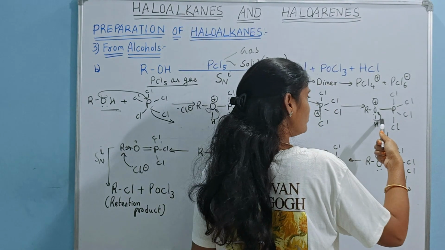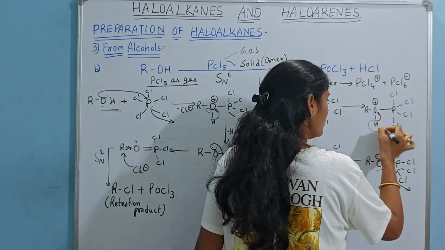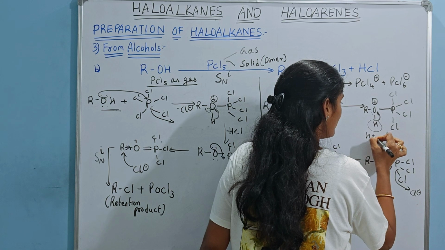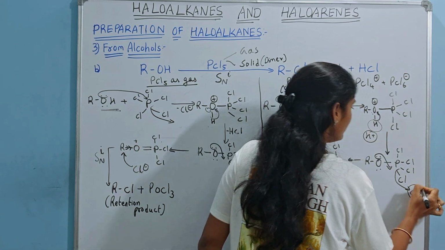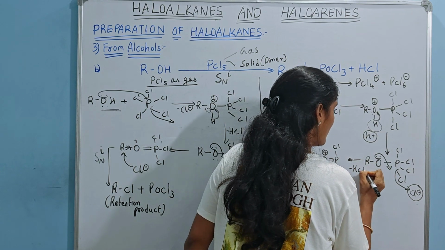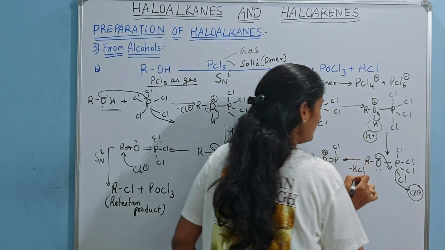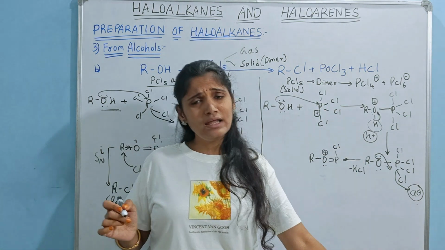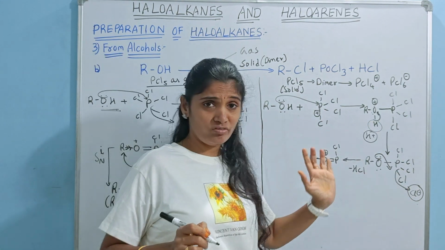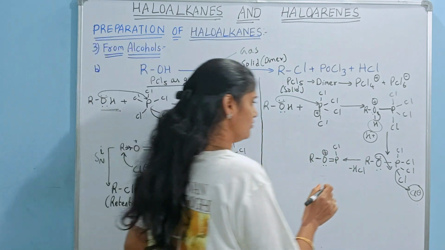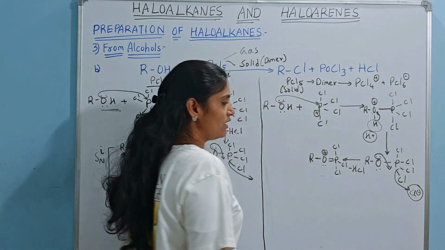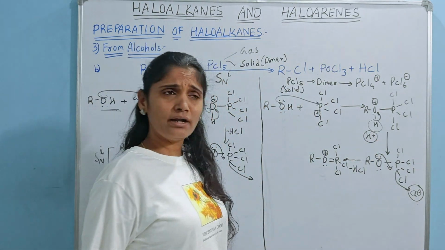Now from here H plus, from here Cl minus. Together they will form what? HCl. And the HCl molecule will leave. H plus from here, Cl minus from here, together they will form HCl, and HCl will leave. Okay, here what is there? Now phosphorus has 3 chlorine atoms here.